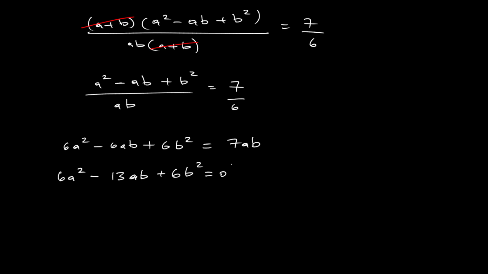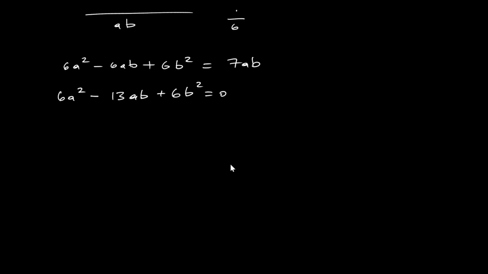Now, by looking at this, we could see that we could factor this equation. What I mean is that we could take a 3a, and that is being multiplied by a 2a, and also we could take minus 2b minus 3b. This is equal to 0.